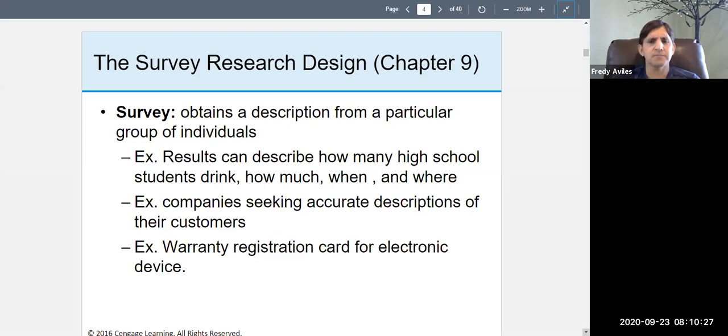Or you might have heard about companies that try to do research with their consumers, companies seeking accurate descriptions of their customers. When you get that little warranty registration card with a product, and it says, please register your product so we can better serve you, right? Some people think that if you don't mail that in, then your warranty isn't really valid or it's not going to be enforced. And that's not true. You don't have to fill out that card for your warranty to still be valid, but they want you to send that card in. They want to know who you are, how much money you make, why you bought the product maybe, and what other products you're interested in.